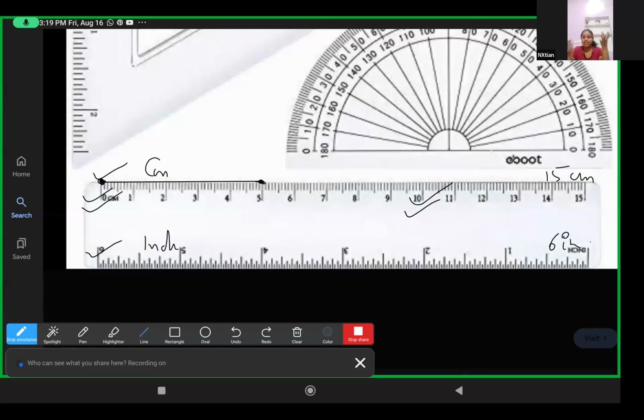Then it is used to measure a line segment. Suppose I draw a random line and I ask you what is its measure. You use a scale for it.